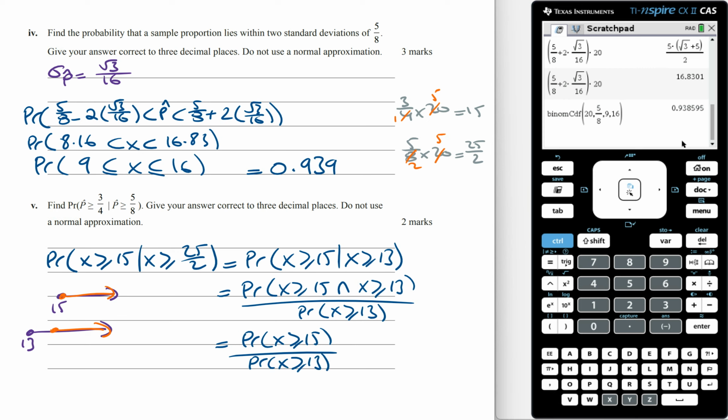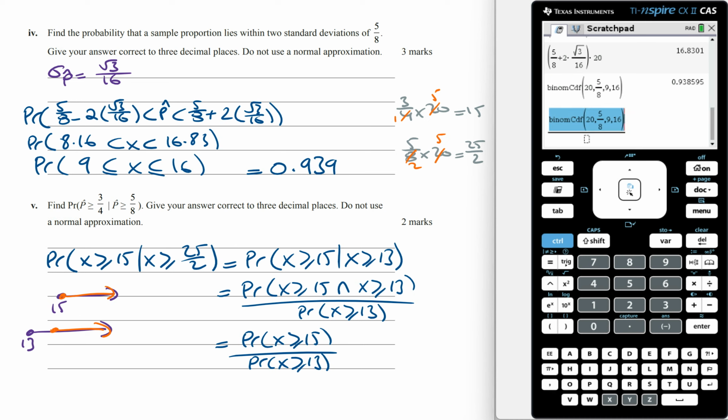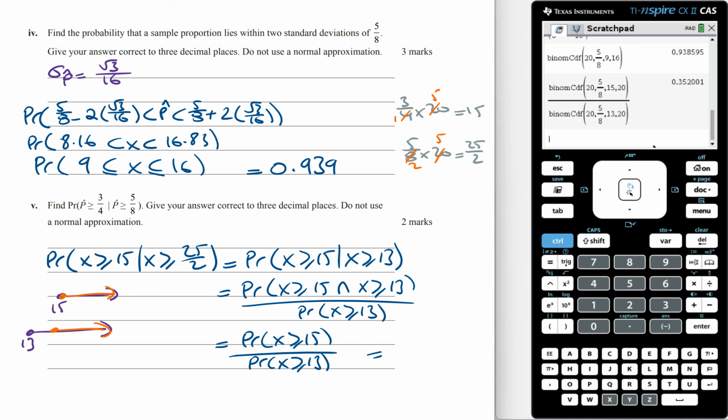And now using the binomial CDF command in the calculator, we can work this out. And so for the top, we want the x values from 15 to 20. And for the bottom, we want x values from 13 to 20. And so correct to 3 decimal places, this is equal to 0.352. And that's it for this video.